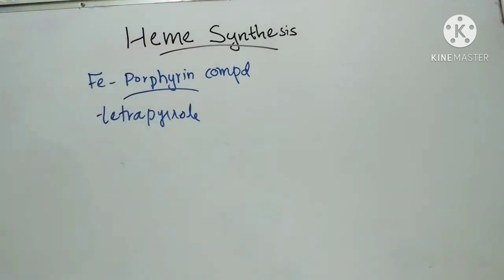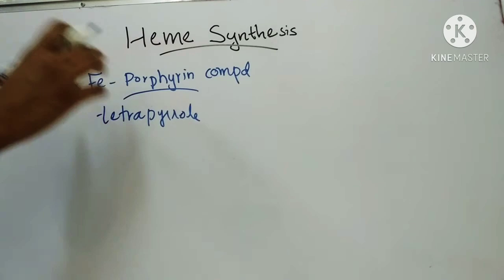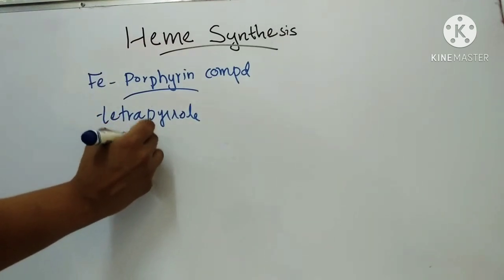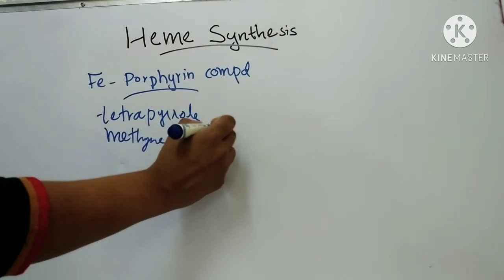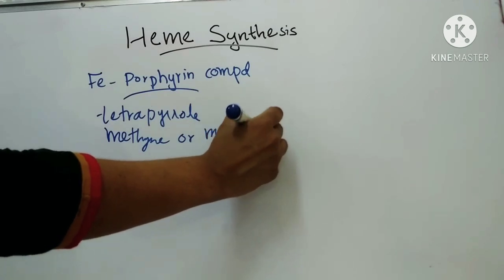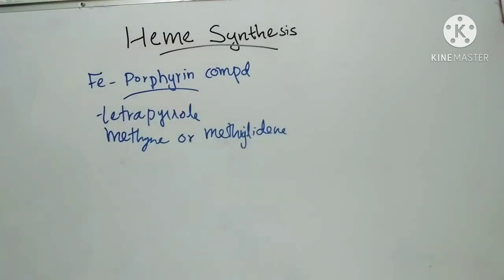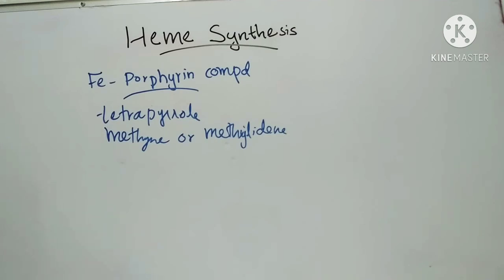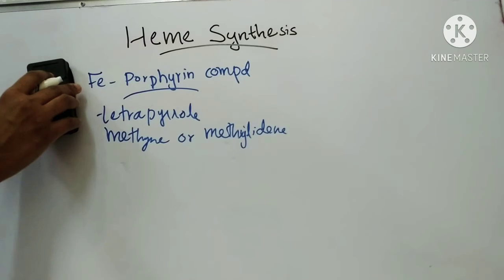Tetrapyrrole ring structure in porphyrin. These tetrapyrroles are united by methane bridges or methylidine bridges. So let's see, first we will see the synthesis of porphyrins.